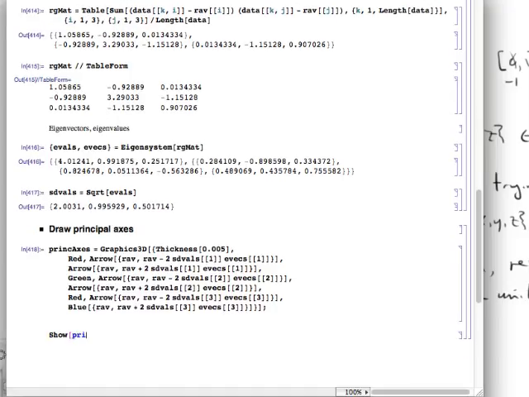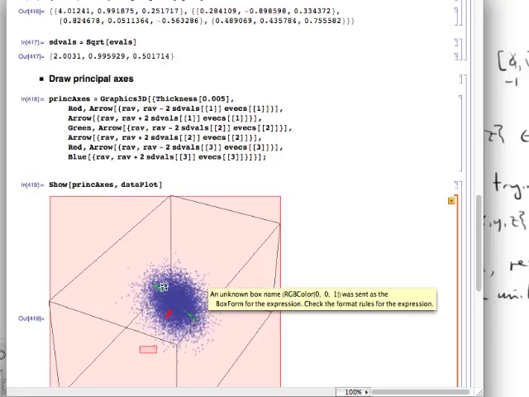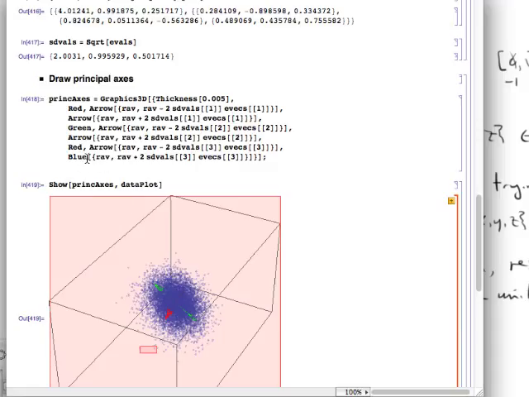And so that's a big long list of graphics primitives, which I will save like so. And then if I want to see them, I use Show, and I'll show them along with the data plot. And whoops, something went wrong. Let's find out what it was. Must have typed something wrong. Oh, there's supposed to be a comma after that blue. Let's see if this fixes it. No? Oh, I forgot the word Arrow somehow. Blue, comma, Arrow. Let's try that.